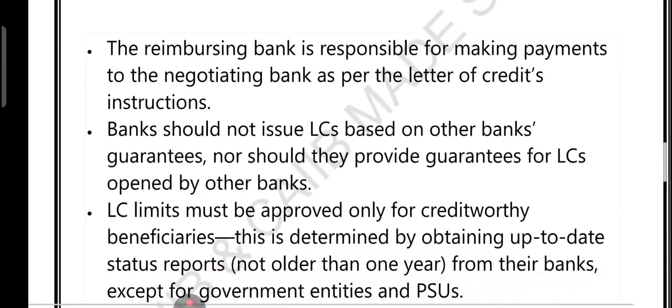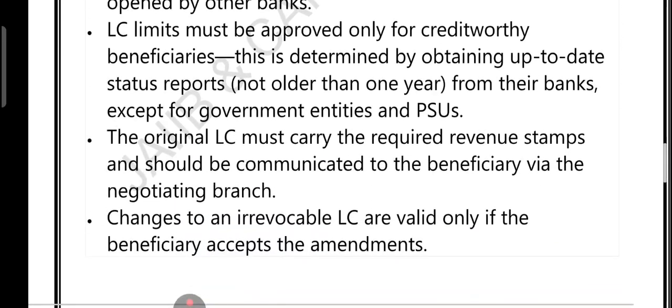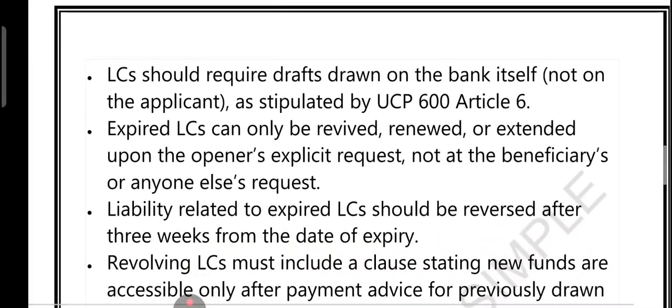So what are the do's and don'ts for banks? Issue LC only for a credit-worthy beneficiary. Get a status report not older than 1 year. Don't issue LC based on a guarantee from another bank. Don't provide a guarantee for an LC opened by another bank. What are the LC documentation rules? So basically, the original LC must carry a revenue stamp.